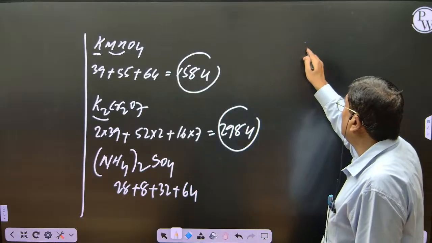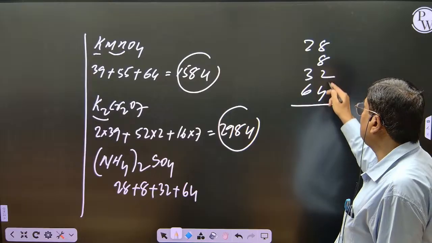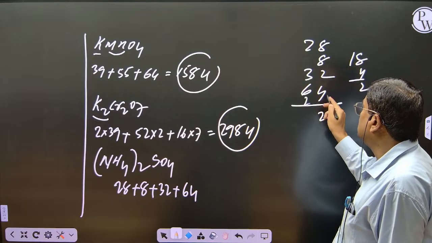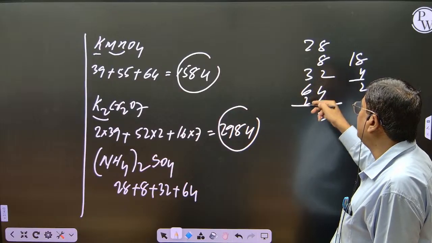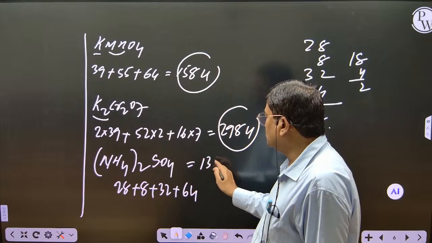So total when you add 28 plus 8 plus 32 plus 64, it comes to 132. This is coming 132 in what unit? U.